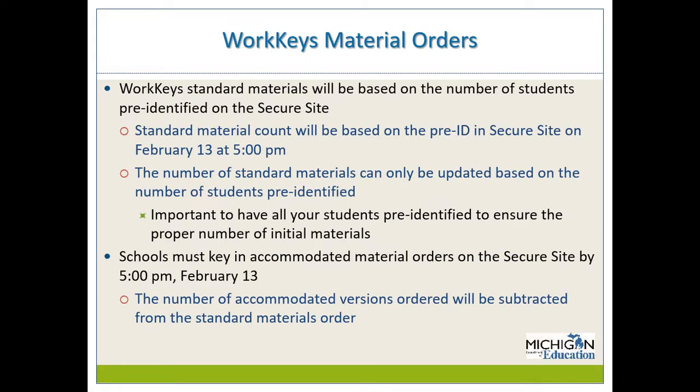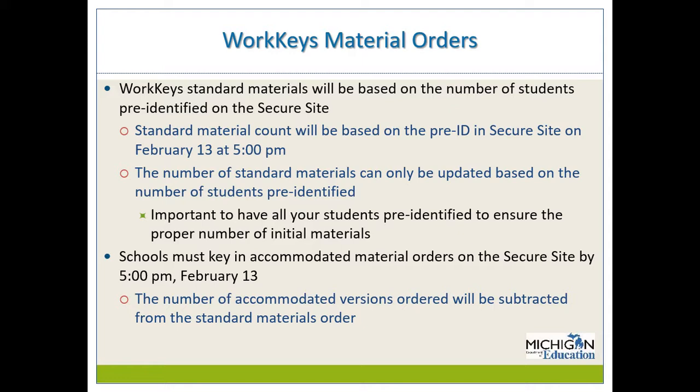The standard materials for WorkKeys will be based on the number of students pre-identified on the secure site. You do not have to submit requests for approval to ACT for accommodated versions. If you need accommodated versions based on a student's IEP, then you can key in that order directly on the initial material order page of the secure site. The number of accommodated materials that you order will reduce your standard order by that amount.